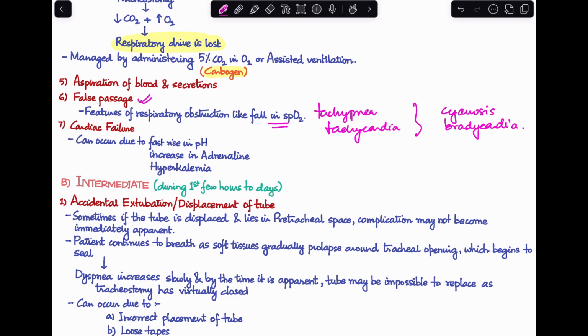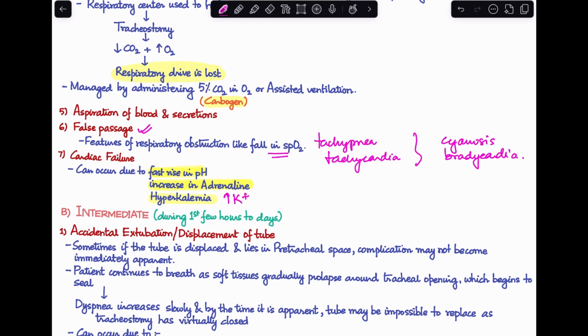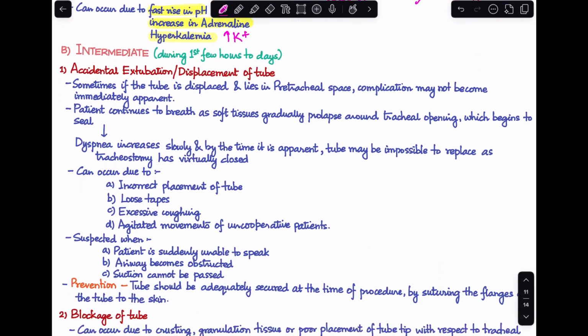Lastly, the last immediate complication is cardiac failure of the patient. This can happen due to three reasons. One is because of the fast rise in the pH. Second is if there is an increase in the adrenaline. And third is if there is hyperkalemia, which means increase in the potassium levels. We know that increased potassium levels lead to arrhythmia and eventually cardiac failure of the patient. So these are all the immediate complications of tracheostomy which will be seen during the time of operation.